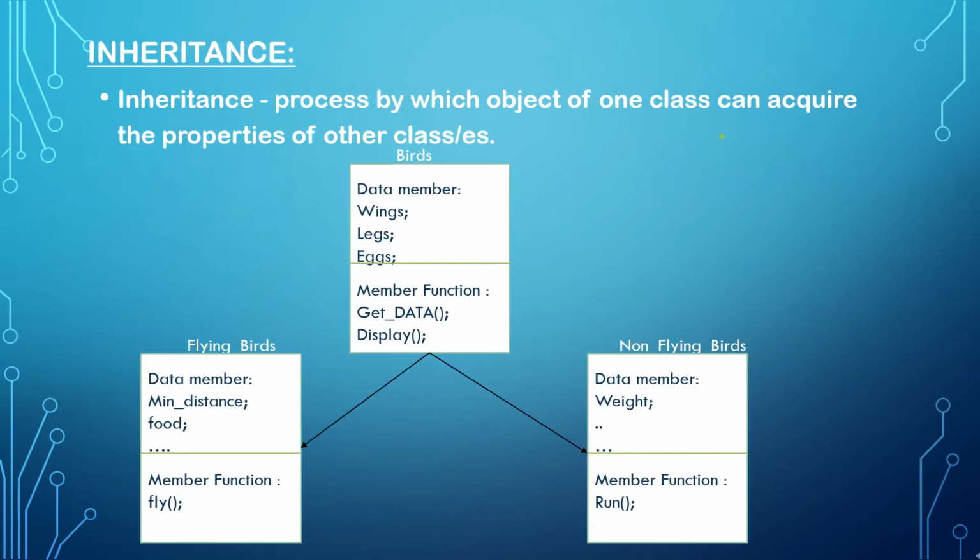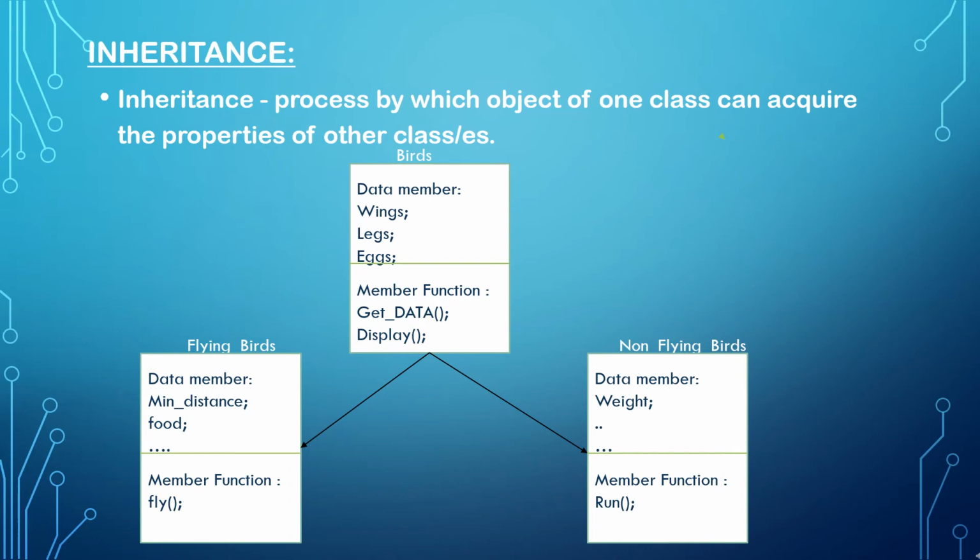Now let us see inheritance. Inheritance is a process by which an object of one class can acquire the properties of another class. So how is it possible? Take an example, a family. In a family, a father will have the qualities of his father and his own qualities, right? The same for the son. The son will have the qualities of his father and grandfather, and additionally he will have some other properties. The same here.